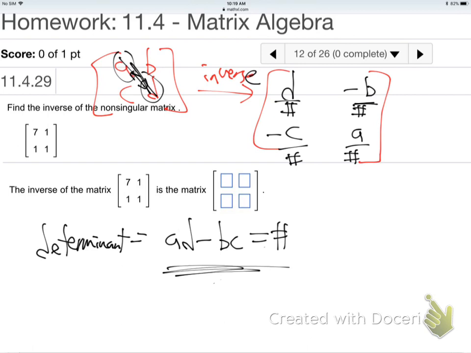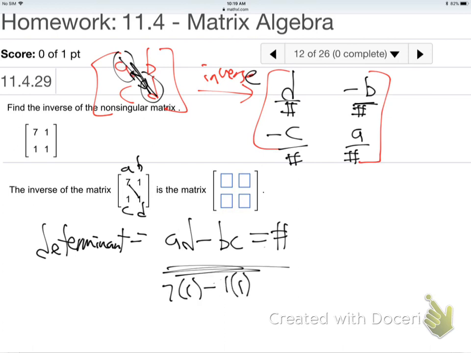All right, should we do it? Theory is one thing, but actually doing it's another. So let's actually do it. Let's do the determinant right now. This is A, B, C, D, right? 7 times 1, A times D, minus B times C, 1 times 1.